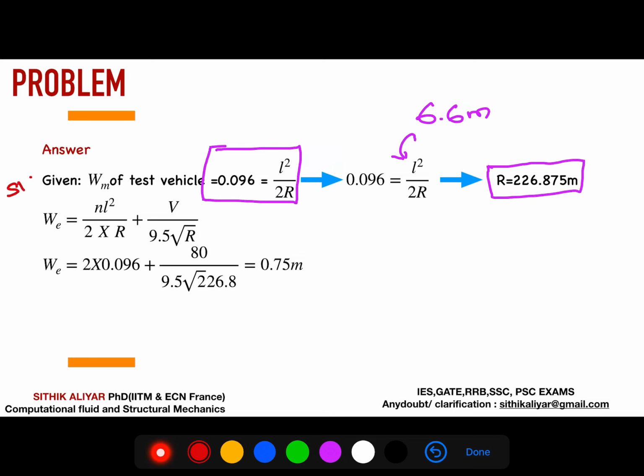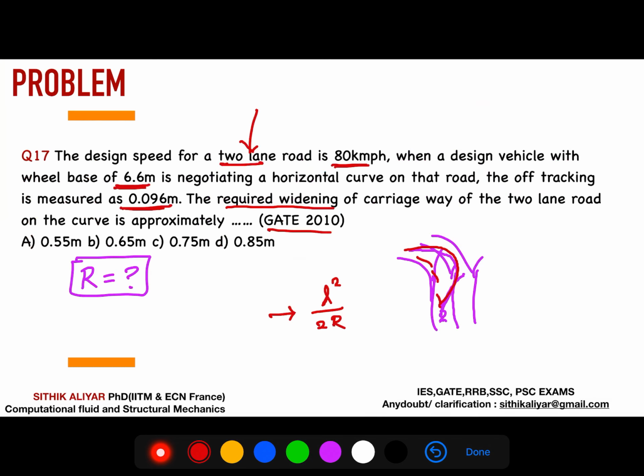Step 1 over. Step 2, we know they are asking extra widening. We know the formula, mechanical widening plus psychological widening. So in step 3, substitute L square by 2R, we know 0.096, and number of lanes we know 2. If you substitute everything, and we know 80 kilometer per hour they have given, and the radius is 226.8, solve these things, we will get 0.75 meter. Okay, so your answer is option C.